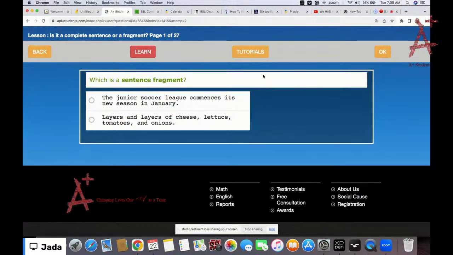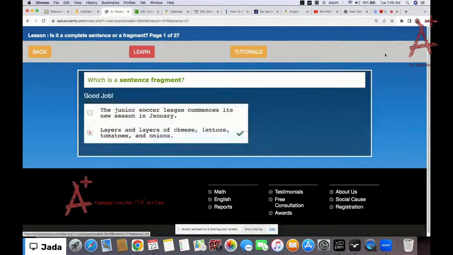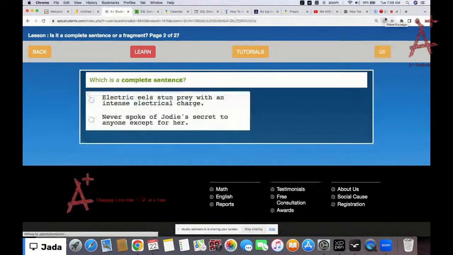Now the first one says, which is a sentence fragment? We have: the junior soccer league commences its new season in January. Layers and layers of cheese, lettuce, tomatoes, and onions. So we had this in the tutorial. This is the one that is incorrect. All right. Then we have: electric eels stun prey with intense electrical charge. Never spoke of Judy's secret to anyone except for her. So let's see this one.